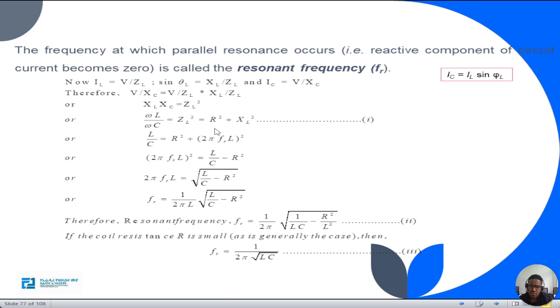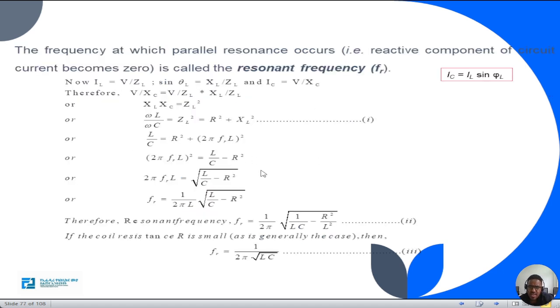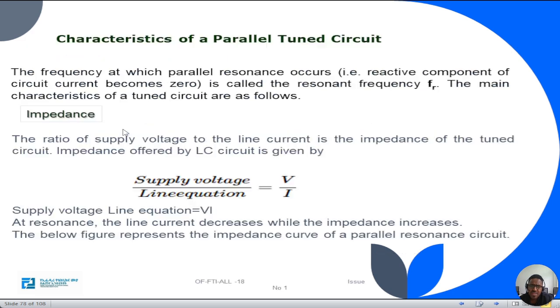So this is how to get the resonant frequency of a parallel circuit and how to analyze it. Next we see the parameters, or characteristics, of parallel tuning circuits.